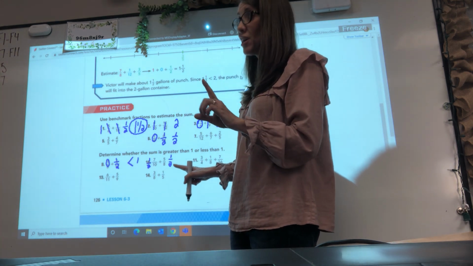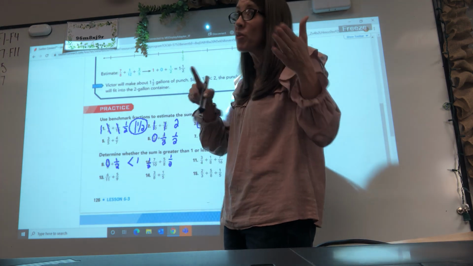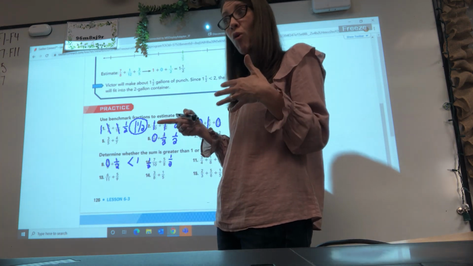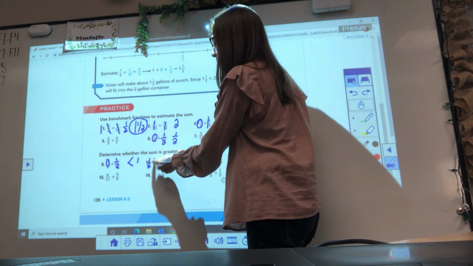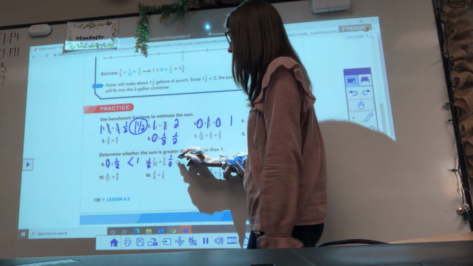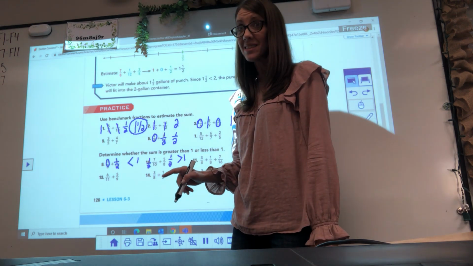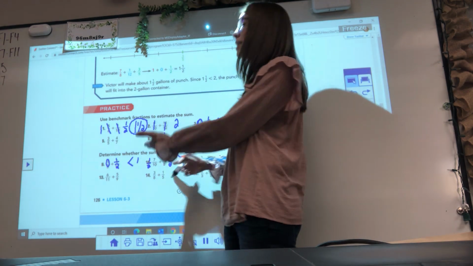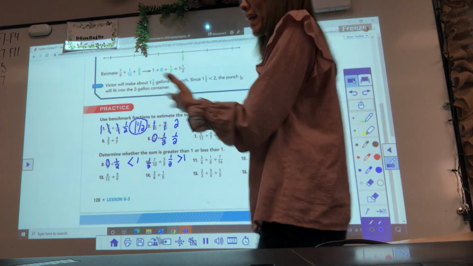Just wait. If this is actually a little more than a half and a little more than a half, a little more than a half plus a little more than a half is a little more than a whole. Does that make sense? Yeah. So you'd actually say your answer is going to be a little bit more than 1. You have to look at your originals. If you end up with 1, you have to say, well, actually the real answer is going to be a little bit more than what I estimated.